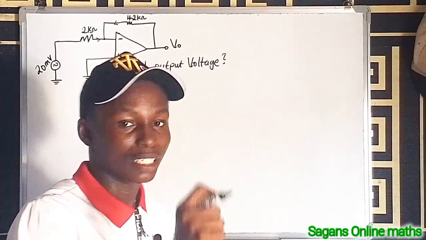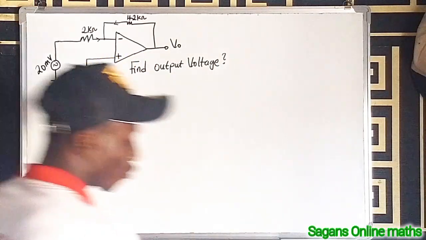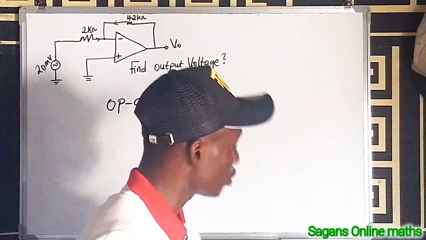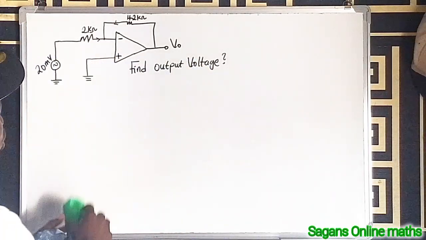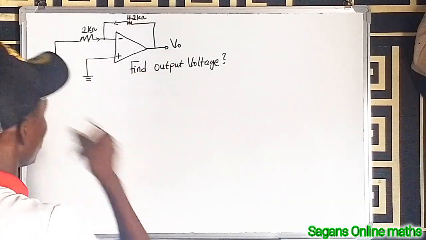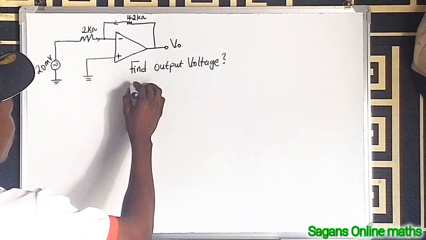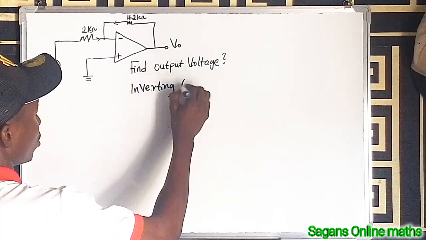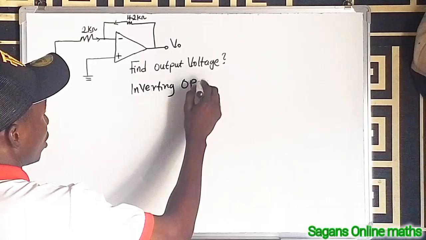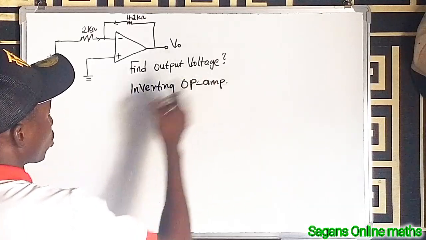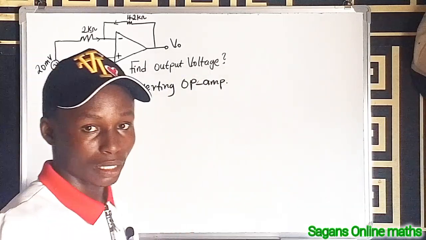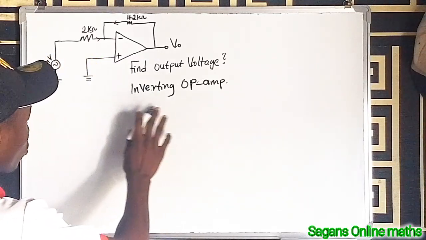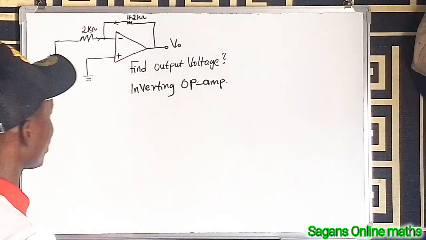Now, what are we going to do? Because we are asked to find the output voltage in this question. And don't forget that this op-amp you are seeing is known as the inverting op-amp. It's very important: inverting op-amps, which is also known as operational amplifier. This is an inverting op-amp.